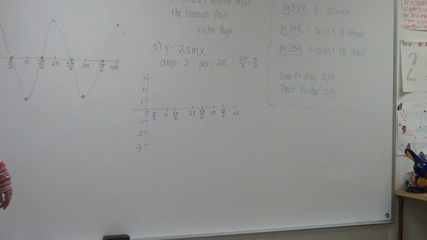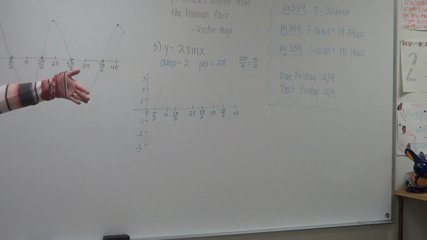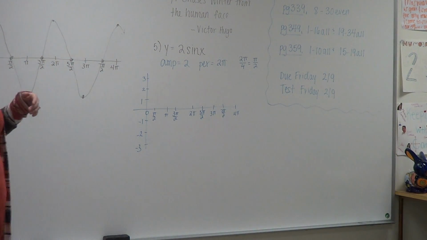Do we always only have to have 2 periods? Yeah, you can do more if you want to. Like 2 pi, 4 pi, 6 pi. And if you have a period that was 3 pi, you would go 0 to 3 pi and then to 6 pi. So that's how long your period is.